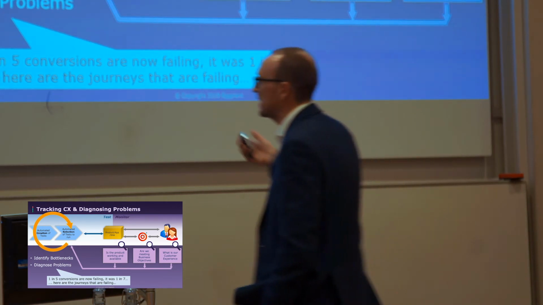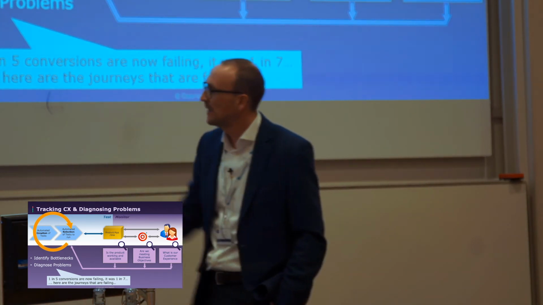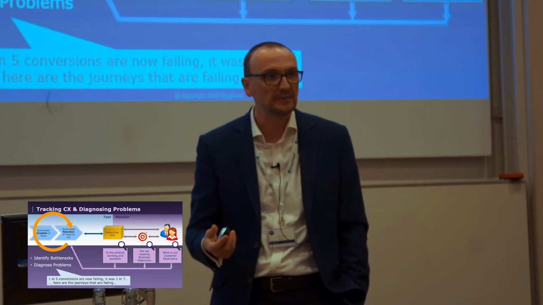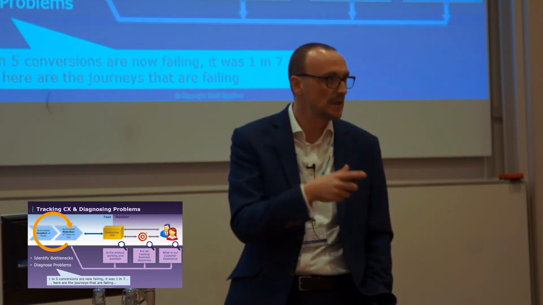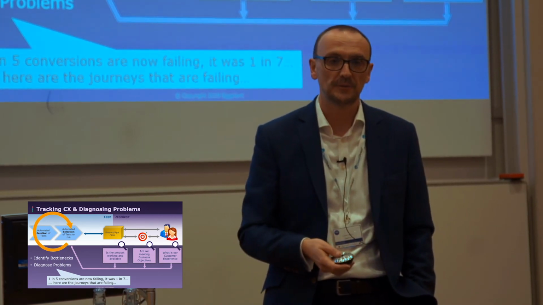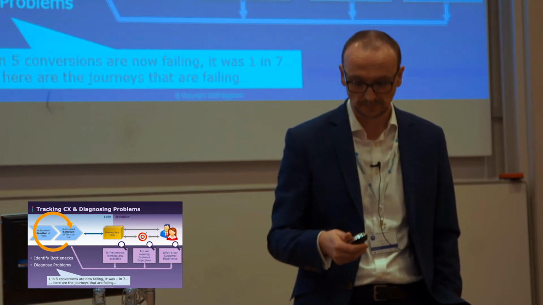So we may have things like, this is our normal ratio of 1 in 5 conversions are failing, and it was 1 in 7. And here are the journeys. Here are the paths. Here are the common aspects of those particular failures. We bring that back into our system.